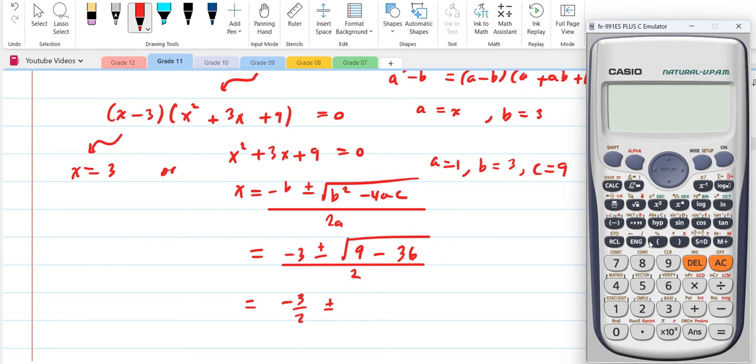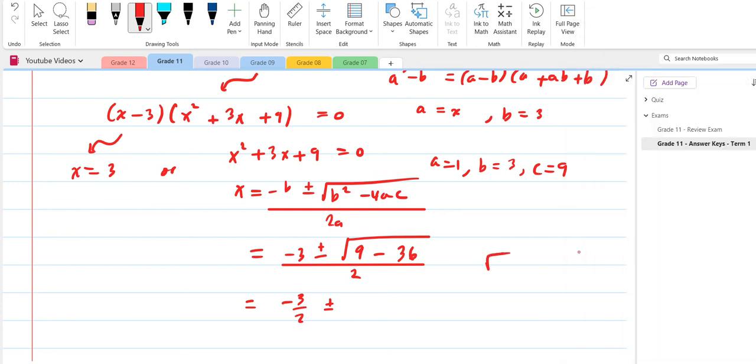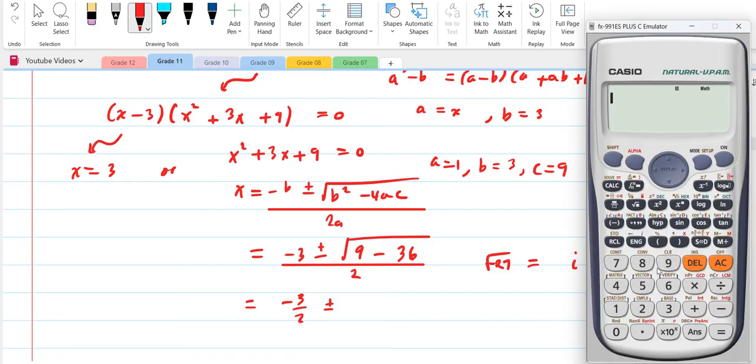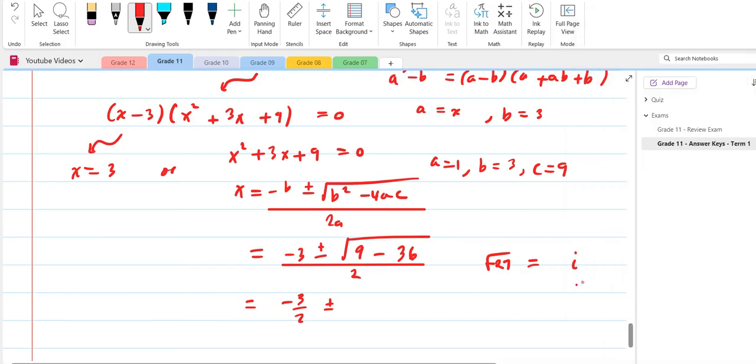So remember, for the square root of negative 27, you can just say the square root of negative 1 is i, and the square root of 27 instead. Just find that the square root of 27 is 3 root 3. So you get 3 root 3 i. So 3 root 3 over 2 i. So those are my three solutions.